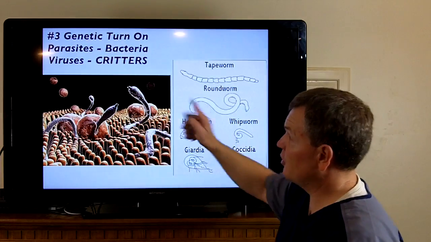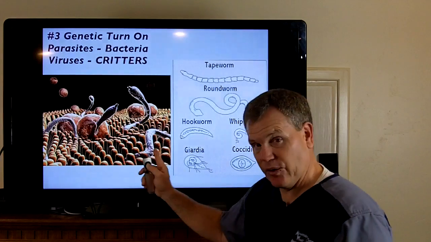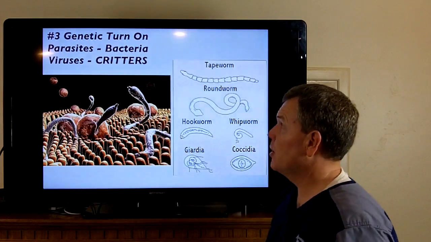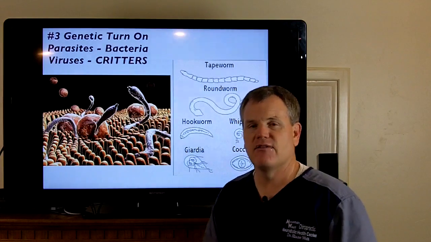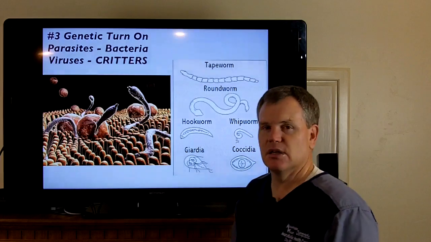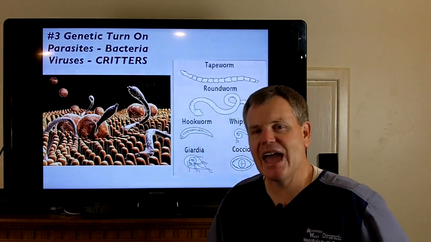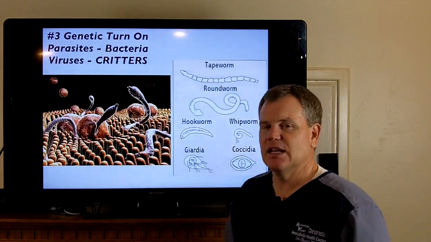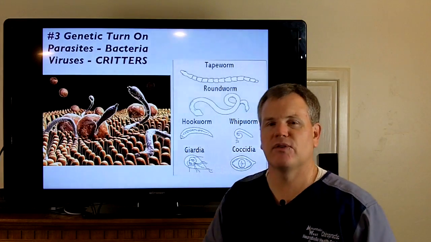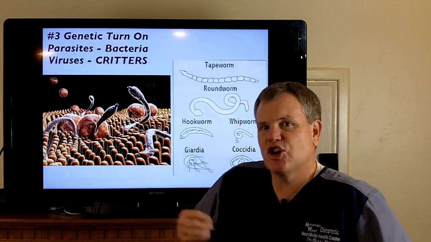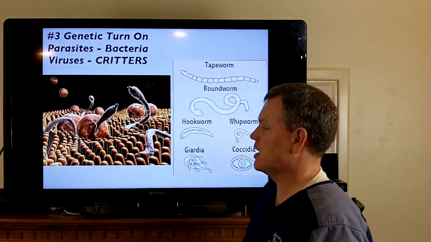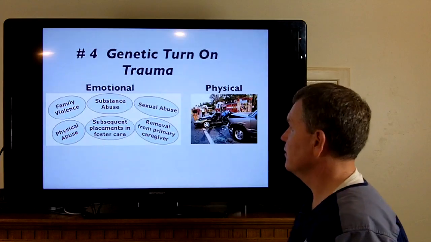Now, number 3, another big one, still in the gut. Once again, the gut is very, very important: parasites, bacteria, viruses that hide in the gut. We just like to call them critters. Well, what happens? They can be the antigen to turn things on. Sometimes it's not the thing itself, it's just what we refer to as the antigen that turns those genes on. So we have parasites, bacteria, and viruses.